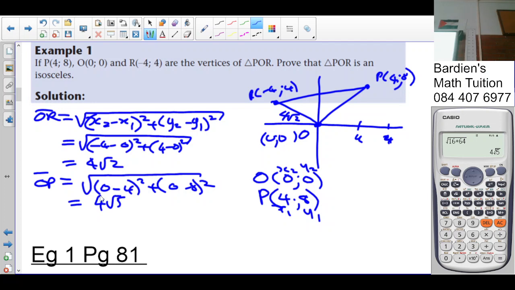So is it equal? No. So that is 4 root 5. Let's go then with RP. Distance RP. How do you calculate the distance?